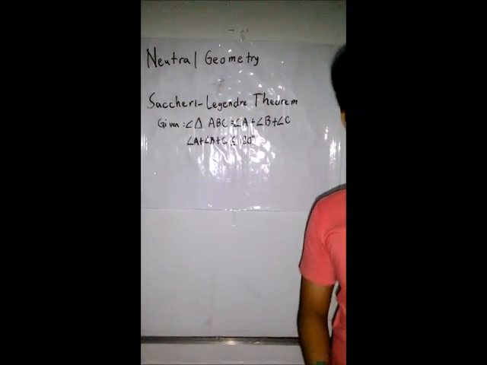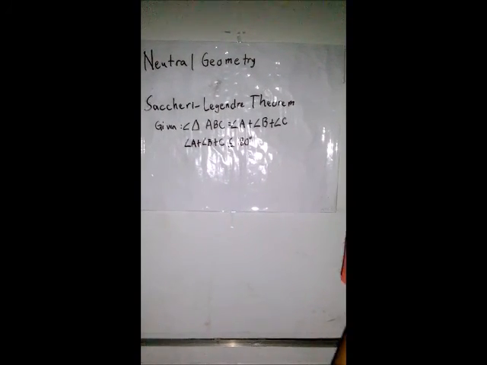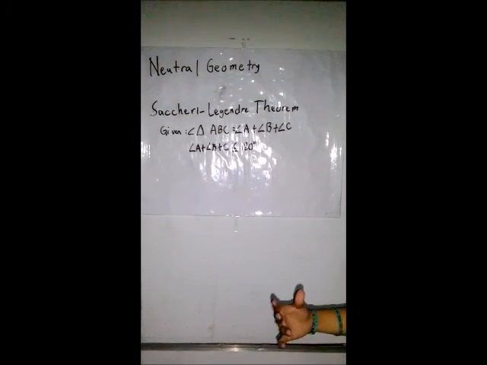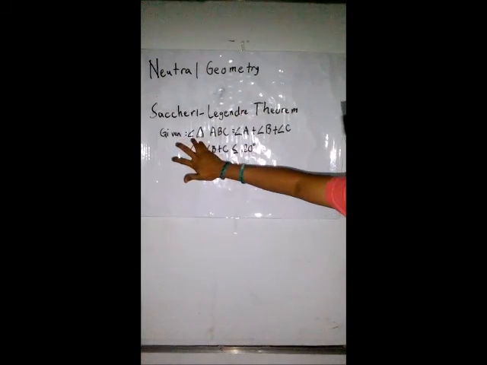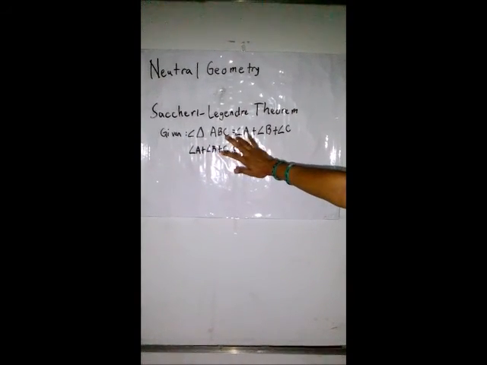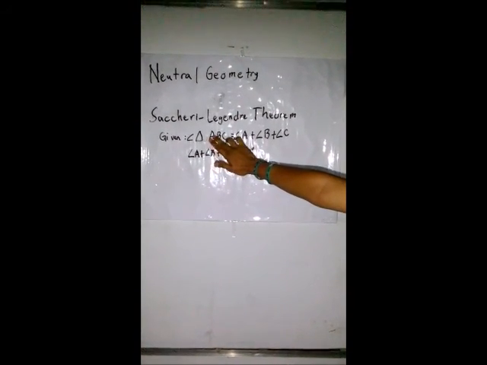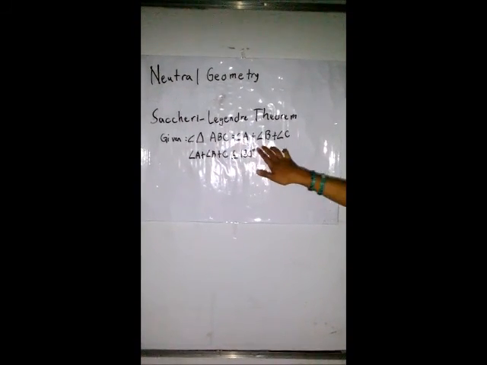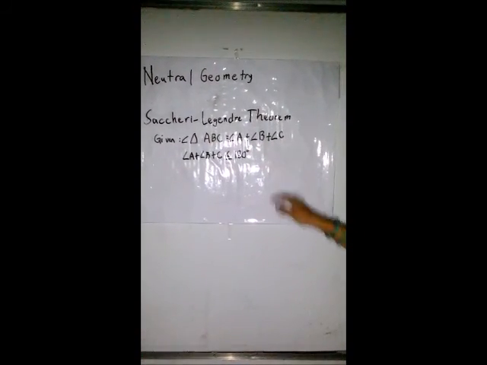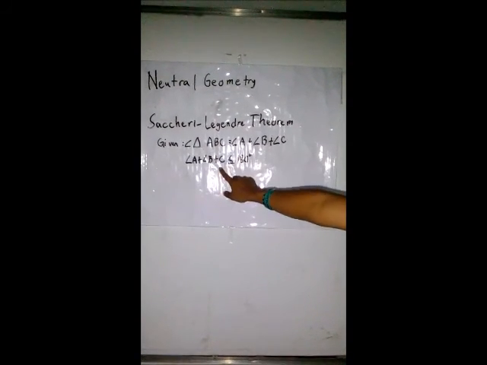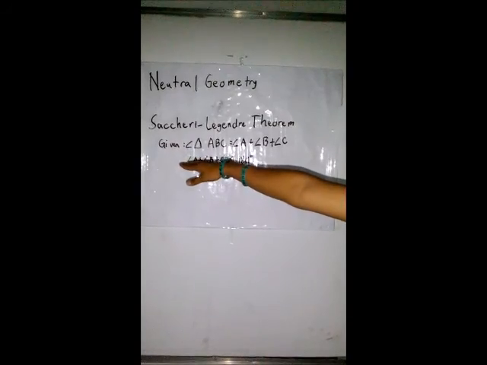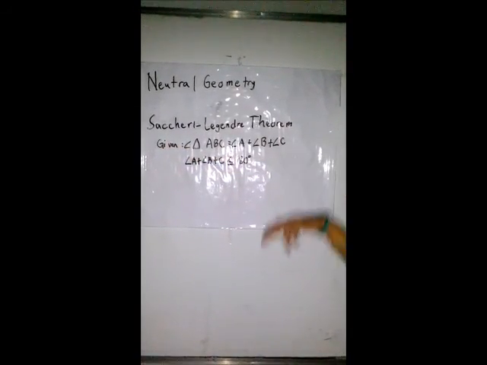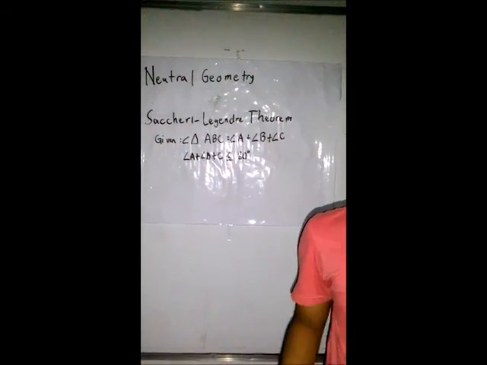And one part of neutral geometry is to prove that for a triangle ABC, the sum of the angles of triangle ABC, which is angle A plus angle B plus angle C, is less than or equal to 180 degrees. The name of the theorem is the Saccheri-Legendre theorem. In this video, we will prove it.